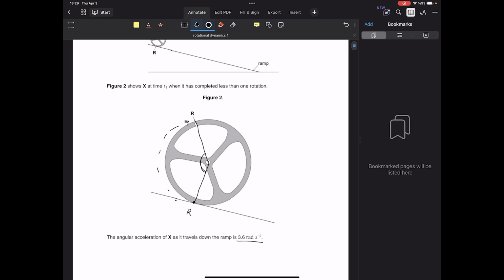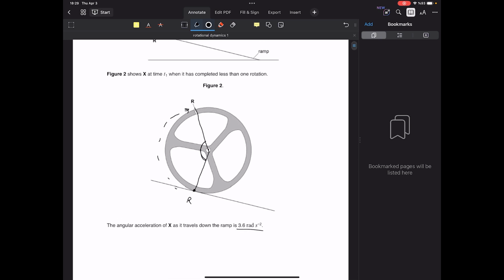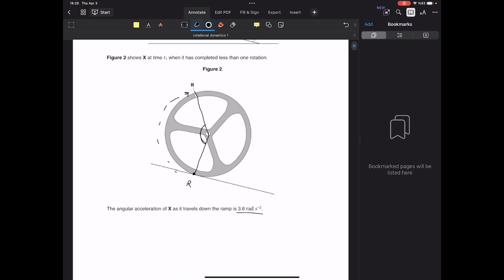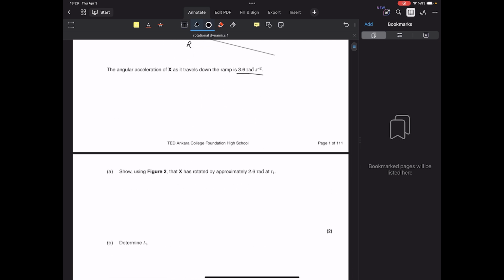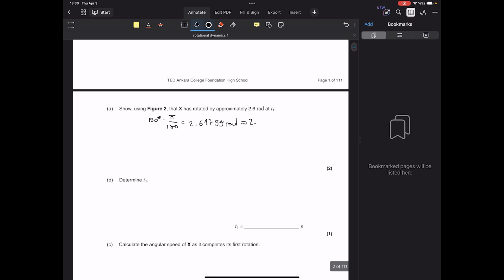You need a protractor in our exam, so there's a really high chance that this specific question might appear in the exam. Just letting you know that. If you measure this, I think it comes to about 150 degrees. So 150 times pi over 180 is equal to 2.61799 radians, which approximately equals 2.6. And this is at T1.